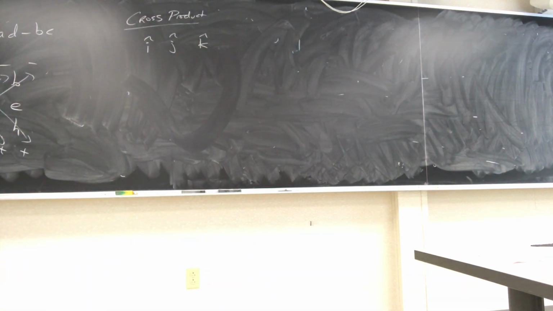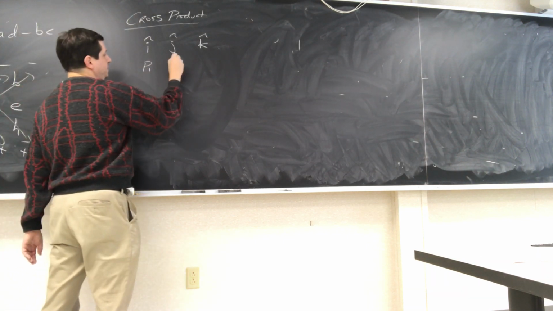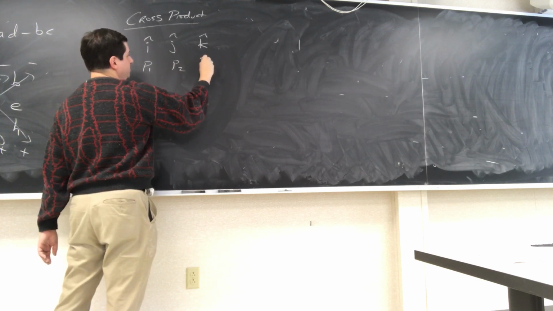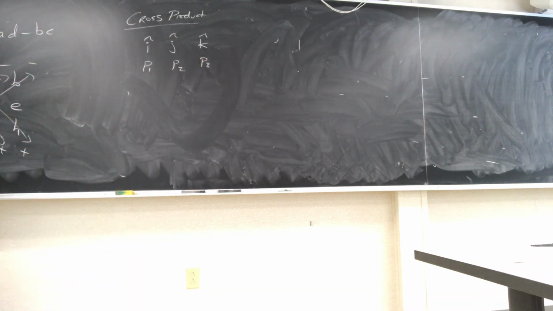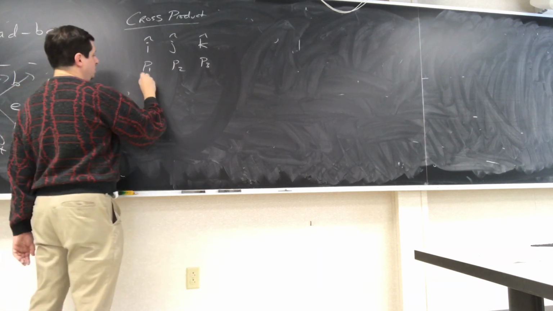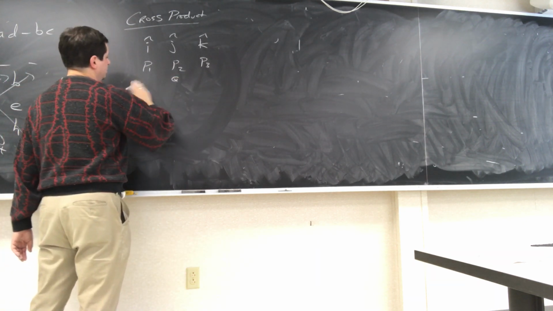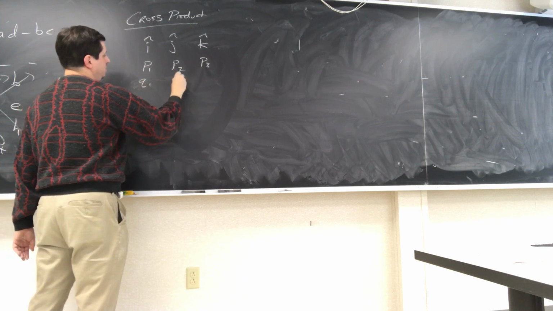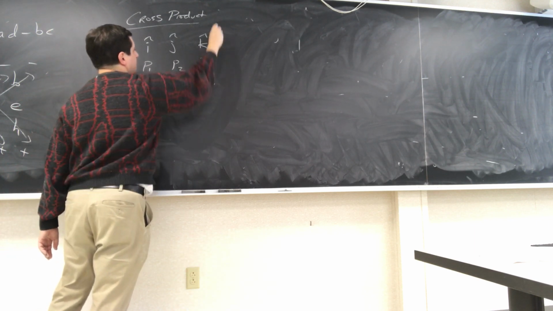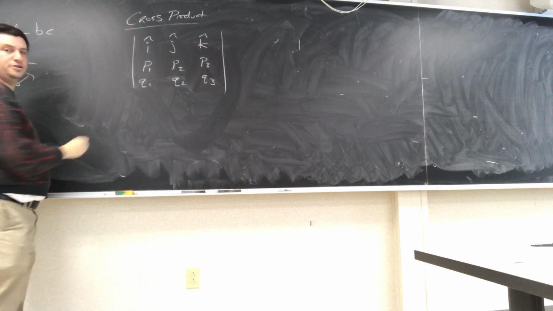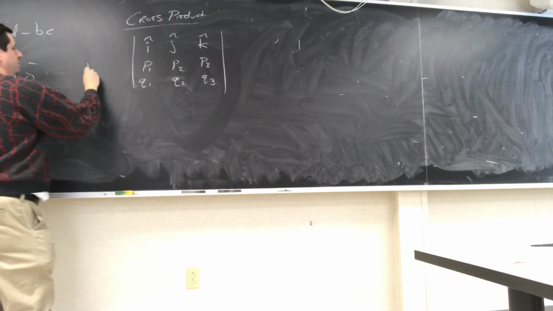But when you're looking at just three dimensions, a lot of books just use i, j, k. So then I put my vector P as P1, P2, P3. Sometimes they do Px, Py, Pz. Doesn't matter which way you want to write it. Down here I'll do, actually we'll use lowercase, q1, q2, q3. And the determinant of this is the cross product.